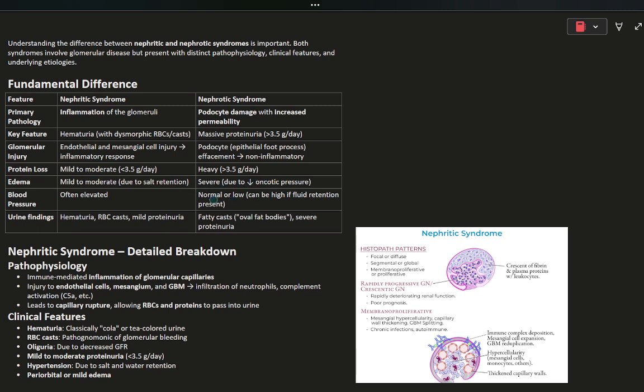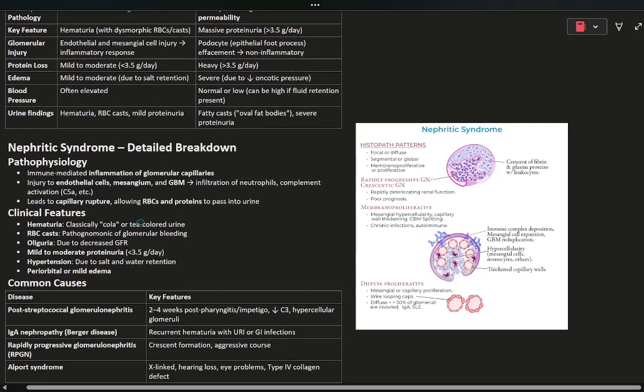And then the blood pressure is going to be normal or low in nephrotic syndrome, although sometimes it can be high if fluid retention occurs. And then for urine findings, the classic findings will include fatty casts that are shaped like oval fat bodies and severe proteinuria, and this applies for nephrotic syndrome.